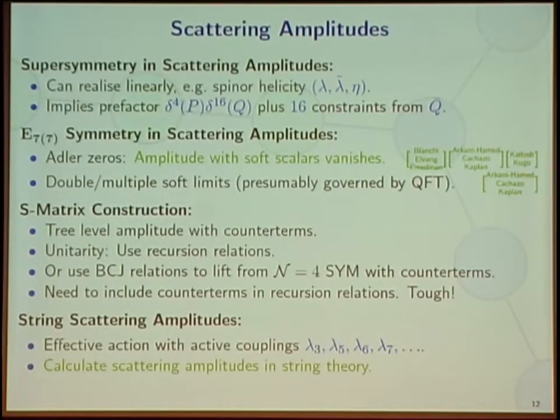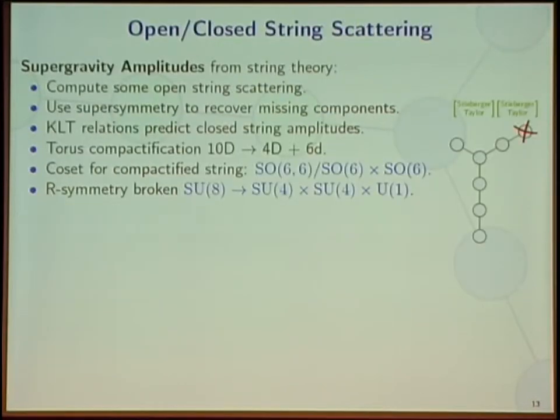And a useful idea was not to do that, not to construct the S matrix from scratch, but use string scattering amplitudes instead. The point about string theory is that its effective action has all these counterterms already in, with a finite coefficient, and nicely so, these coefficients are zeta values. So you can easily distinguish which comes from what counterterm. So we want to calculate scattering amplitudes in string theory. How does one do it? This is sort of a short recipe to do it.